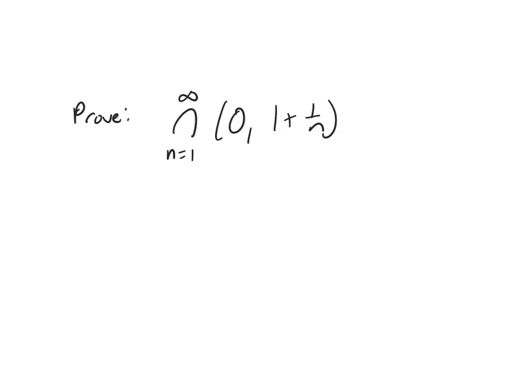So in our last video, we were trying to prove that the intersection n equals 1 to infinity of (0, 1 plus 1 over n) equals (0, 1]. And remember, to show two sets are equal, I have to show two parts of the proof. There are two parts to it. And in the last video, we only did one part. So what is left for us to do?